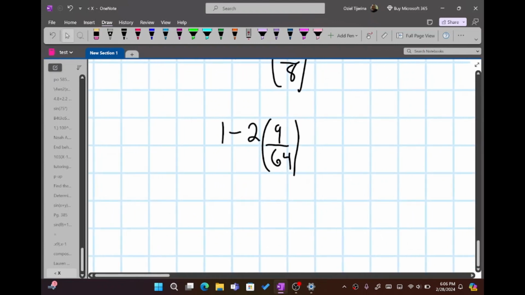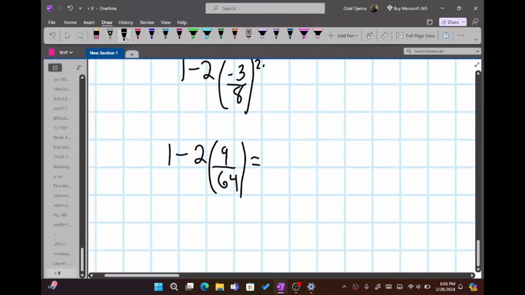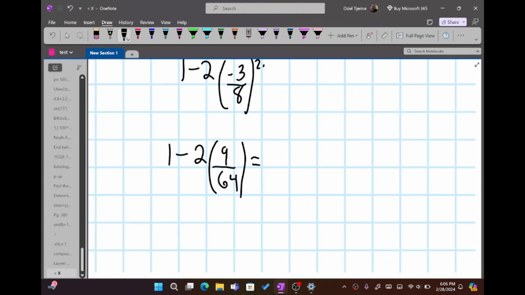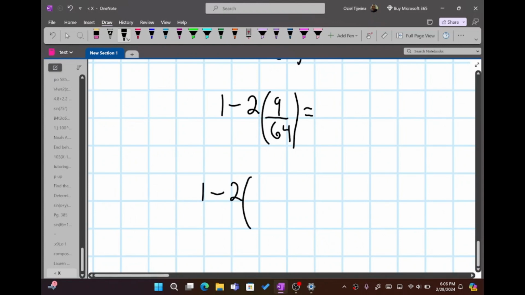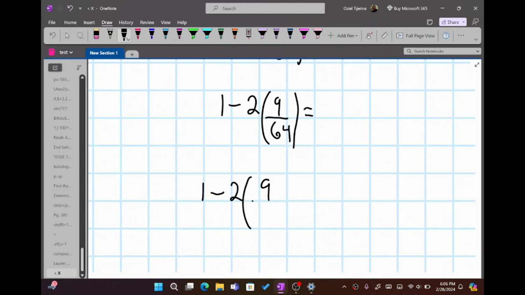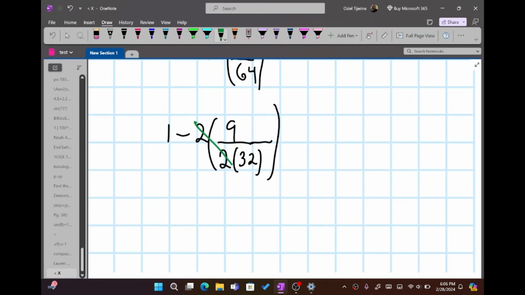And if y'all think about this, I don't know if they let you use a calculator. If they do, that's fine, but if they don't, what you're gonna do is, we know that this is 1 minus 2 times 9/64, which simplifies to 9/32 after the cancellation. And so this will be 1 minus 9/32, which equals (32 minus 9)/32.